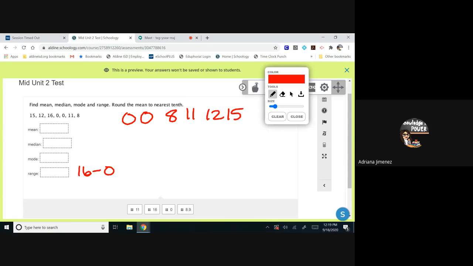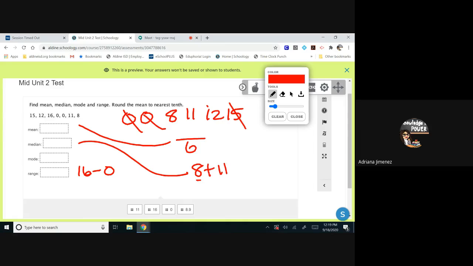Anyway, you already know how to find the mean: add all these numbers and then divide by how many numbers you added. So 1, 2, 3, 4, 5, 6. I'm going to divide the total by 6, and that will give me the mean. To get the median, I count across until I get to the middle. But if you notice, there are 2 numbers in the middle, so you have to add those 2 numbers and divide by 2. That would be your median. Remember, the mode is just the one that repeats the most.